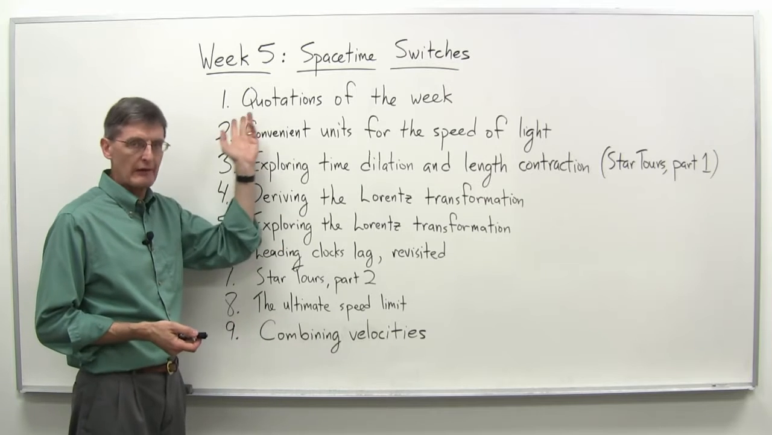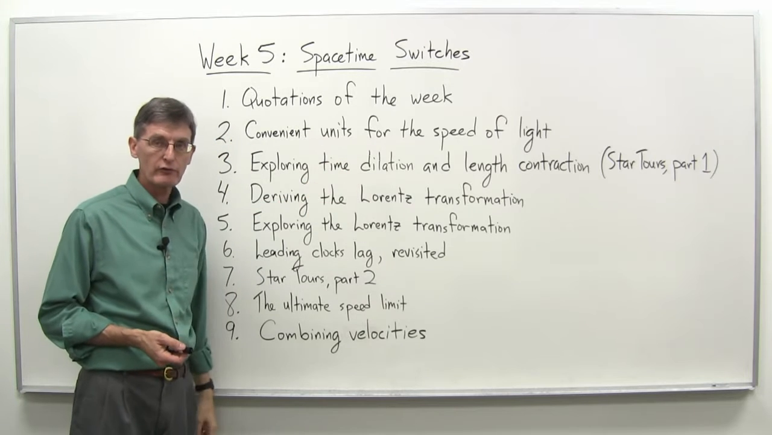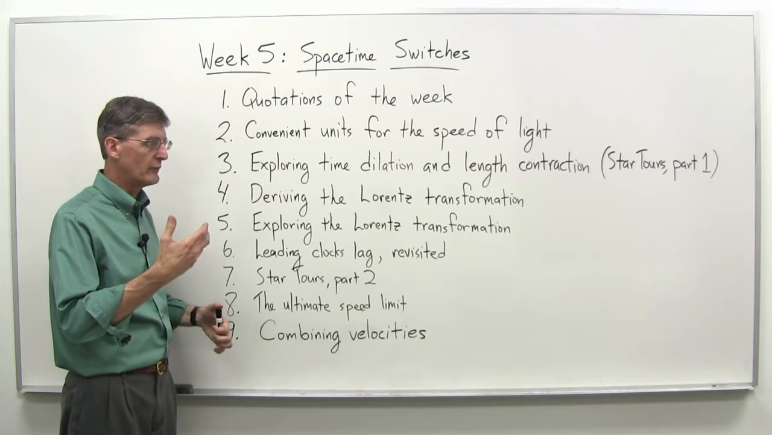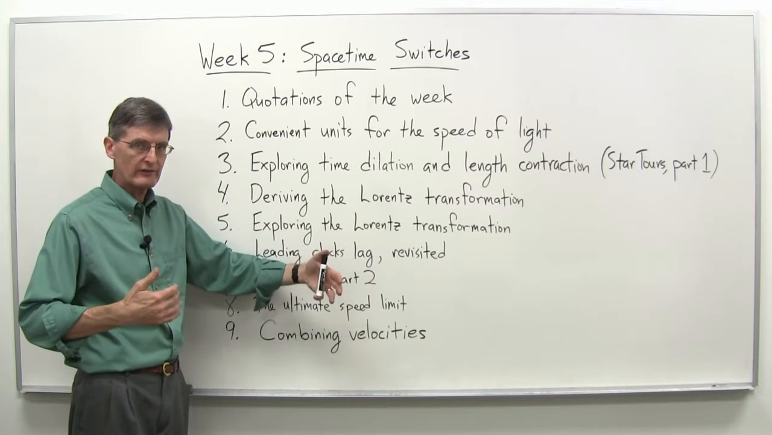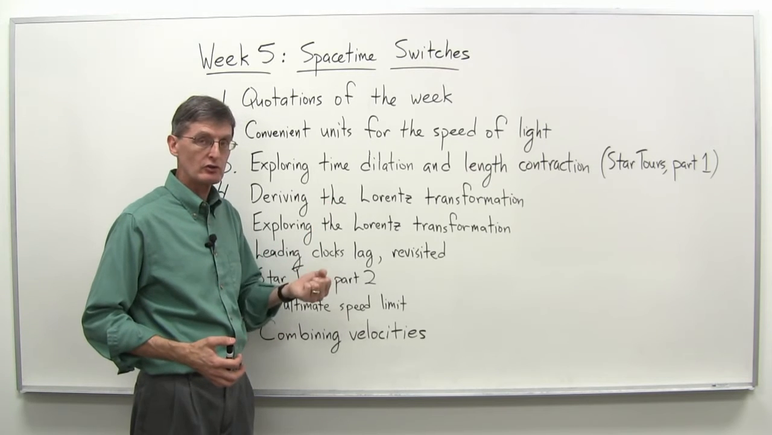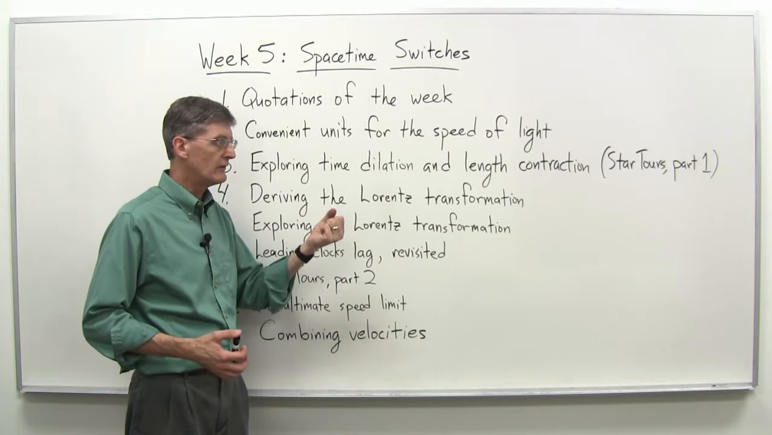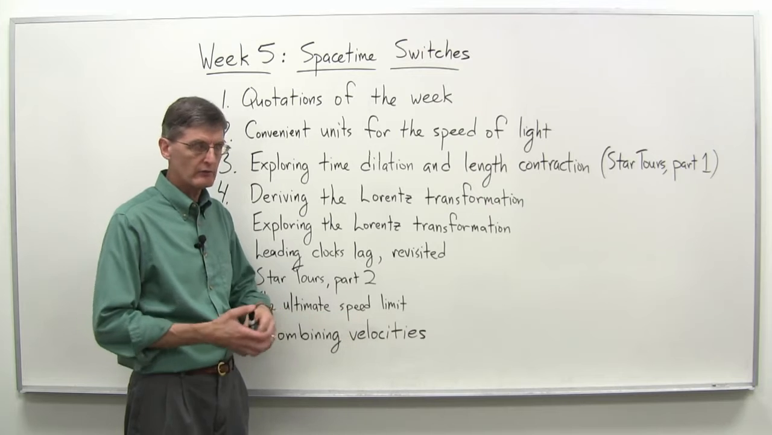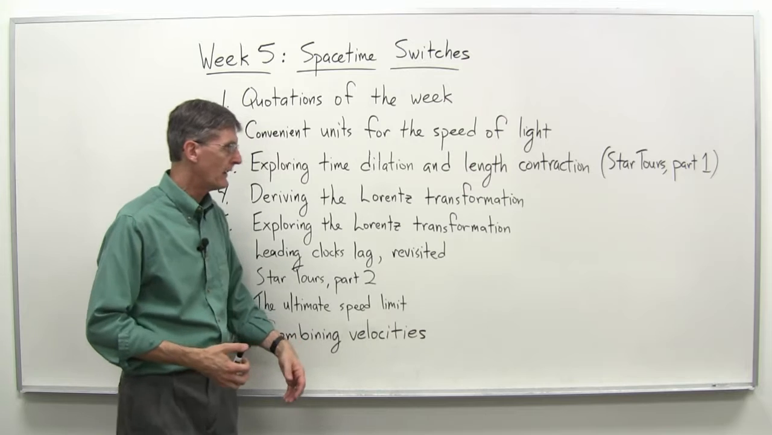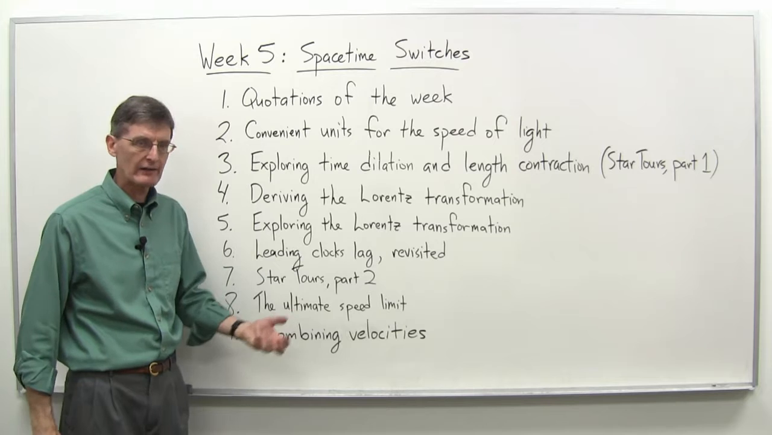But before that, we'll have the quotations of the week. We'll do that in a minute. We'll talk just briefly about convenient units for the speed of light, the concept of a light year, and the fact that if we measure distances in light years, a light year is the distance light travels in a year, as some of you may know. If we measure velocities in light years per year, then c, the speed of light, is simply 1. By definition, it's 1 light year per year. It's the distance it travels in 1 year. And so that, and a couple of tips there, will make things a little easier for us calculationally when we do things.